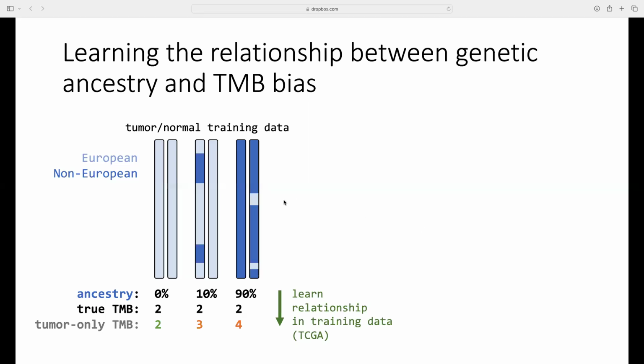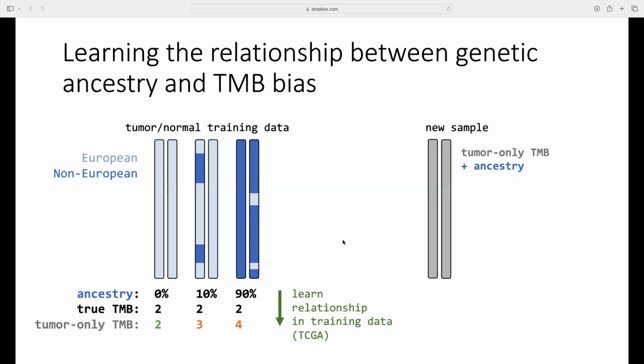So we looked at TCGA data, we computed the true accurate tumor mutational burden estimates from these individuals, and then we hid the matched normal data and recomputed what you would get with a tumor-only estimate of the tumor mutational burden. This is inflated, and then we learn the relationship between the proportion of ancestry that an individual has in total and the level of inflation that they had.